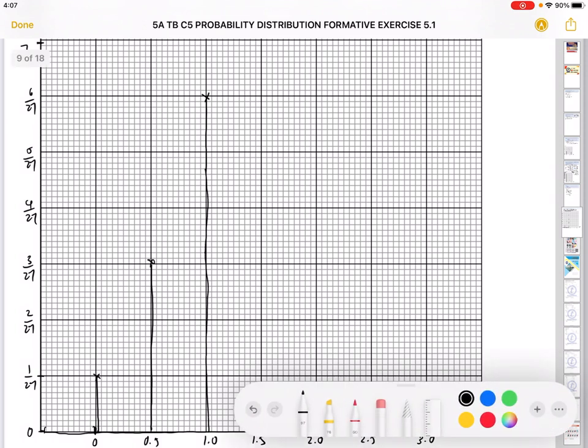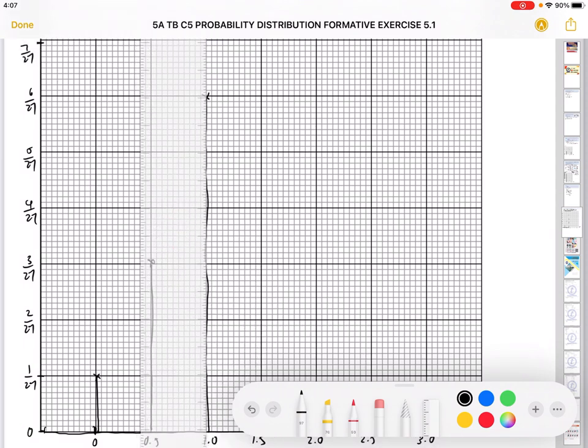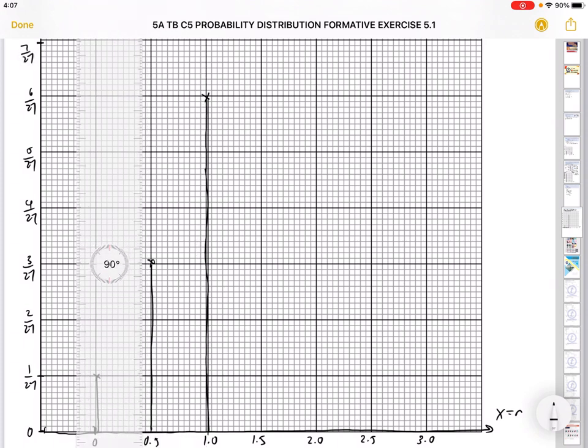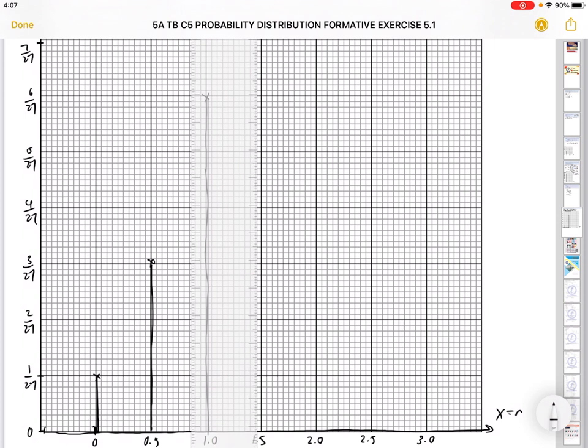Wow, a lot nicer. But it's a bit slower using a ruler. It just looks a lot nicer. Okay, now let's look at 7. For 7 you draw all the way up, all the way up here. My line is a bit thick. I can't really see the difference.